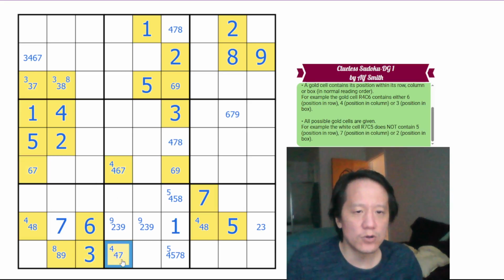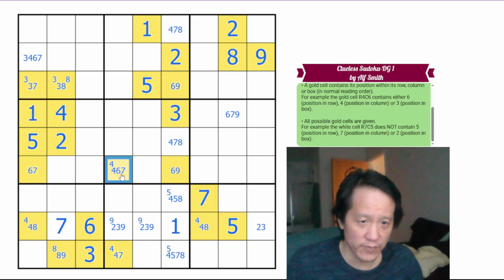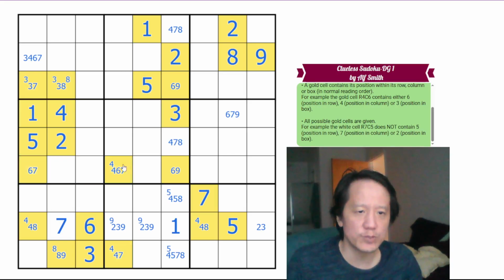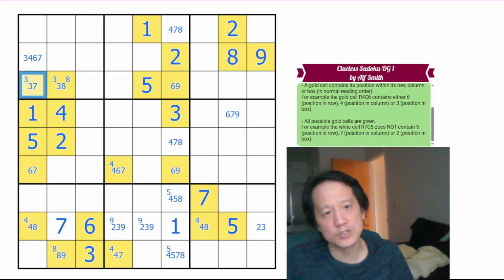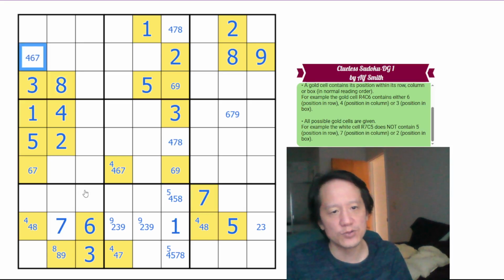In the lower left-hand position of the box, or position 7, we have a 4, 6, 7 triplet, which eliminates 4, 6, and 7 from the rest of that set. So this can never be 7. This is 3, which forces this to be 8. This can't be 3. This 8 eliminates 8 here, so this is 9.